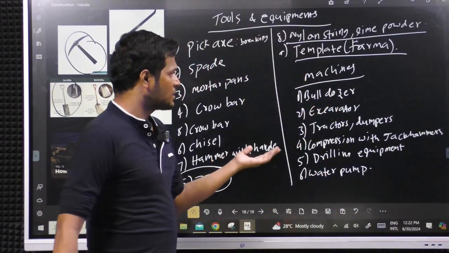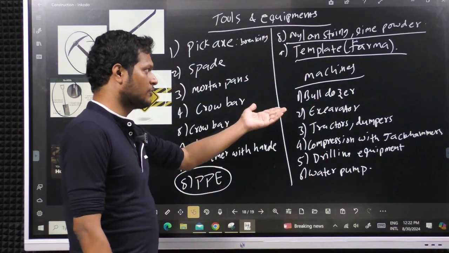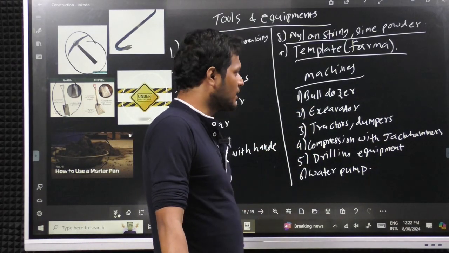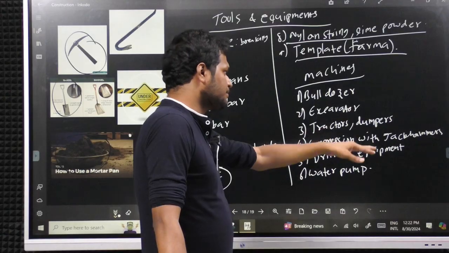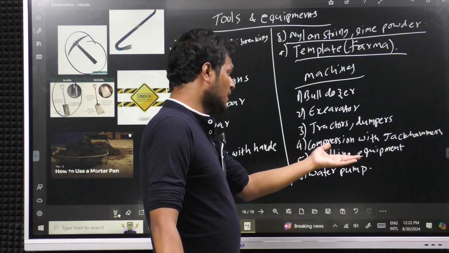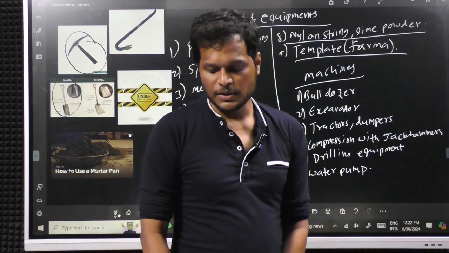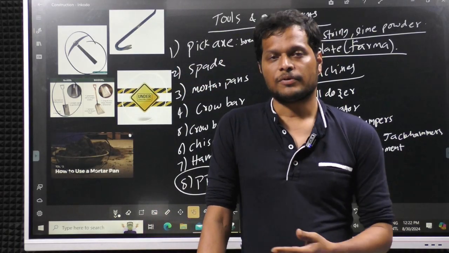And machines: bulldozers, excavators. For dozing works, we will be using bulldozers and excavators, tractors and dumpers to take the soil, and compressors with hammers, drilling equipment if required, and water pumps for dewatering techniques. So these are the equipment that will be used for excavation.